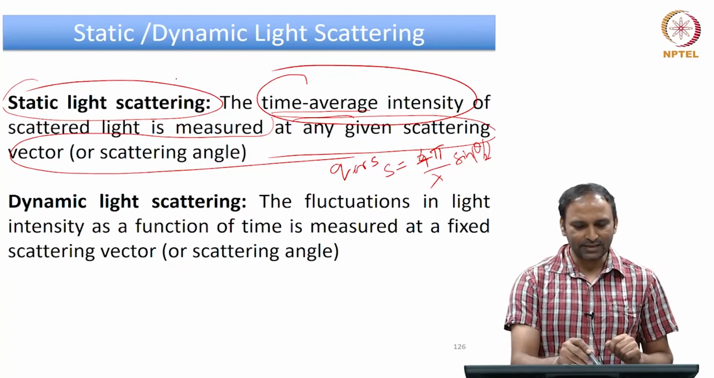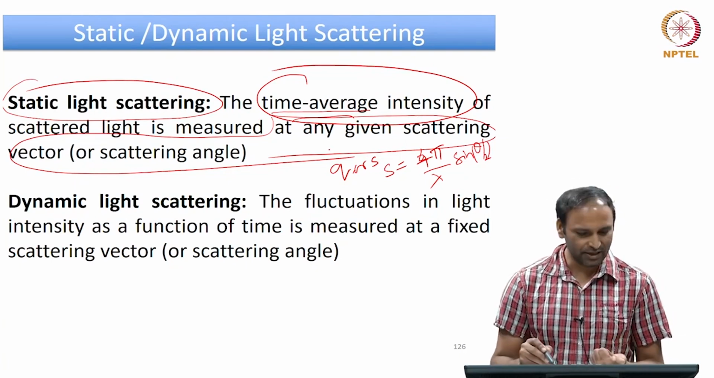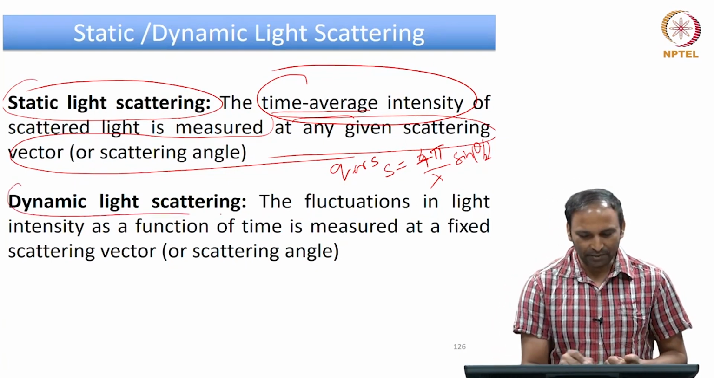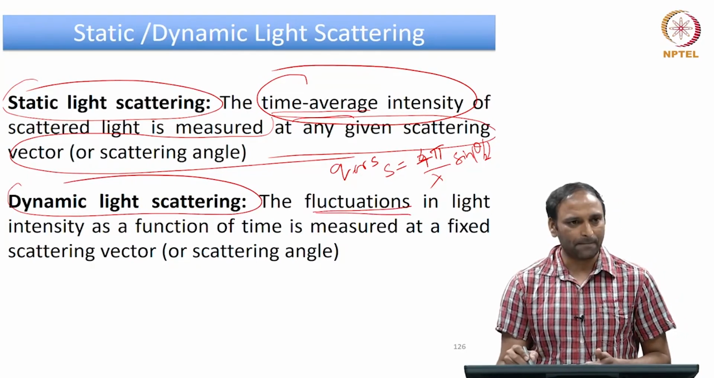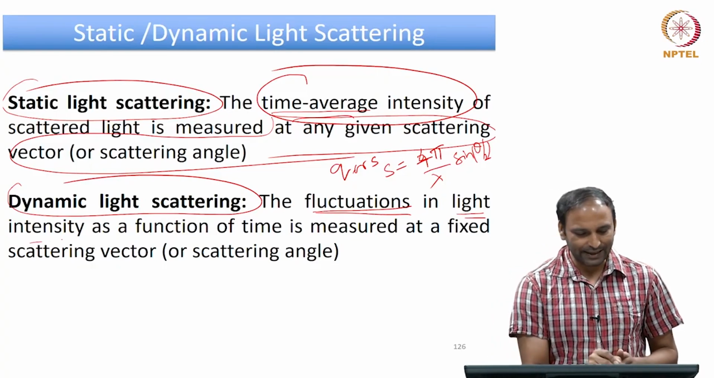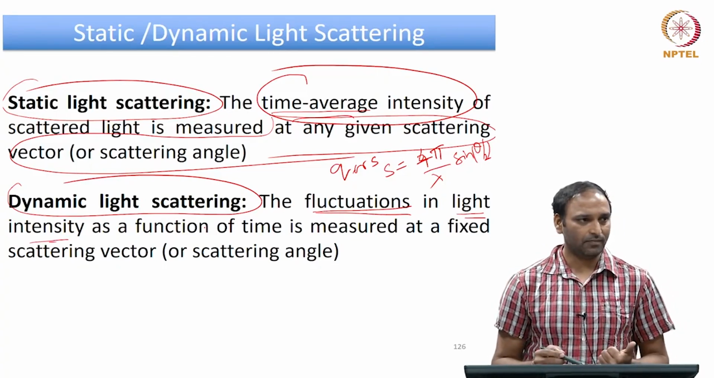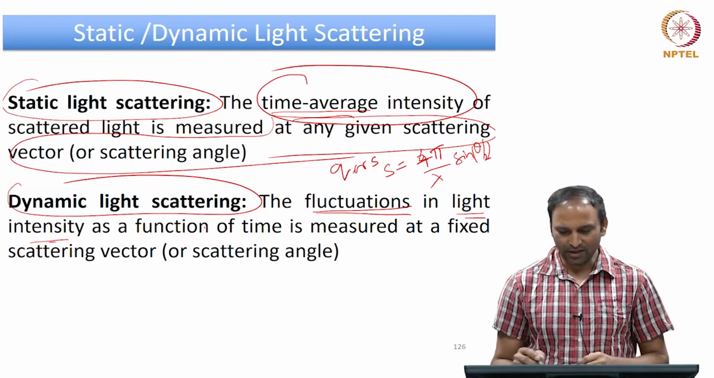Okay, so, in static light scattering, what is measured? The time average intensity is what is measured. In dynamic light scattering, what is measured are the fluctuations in the light intensity as a function of time. Okay, that is what is measured.